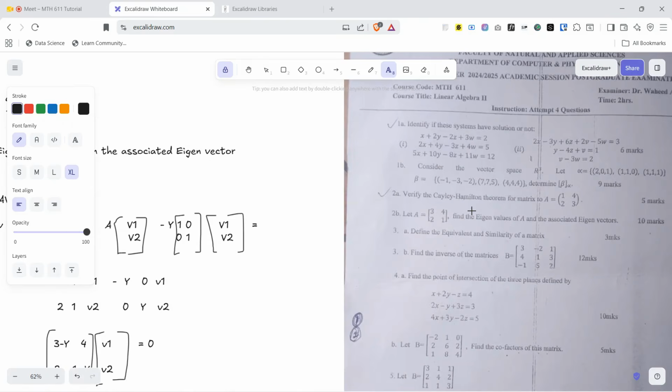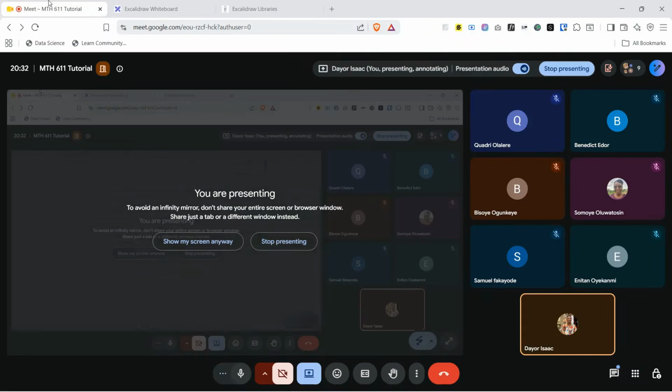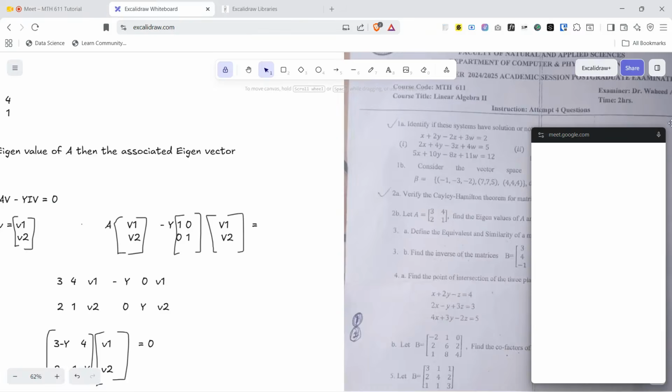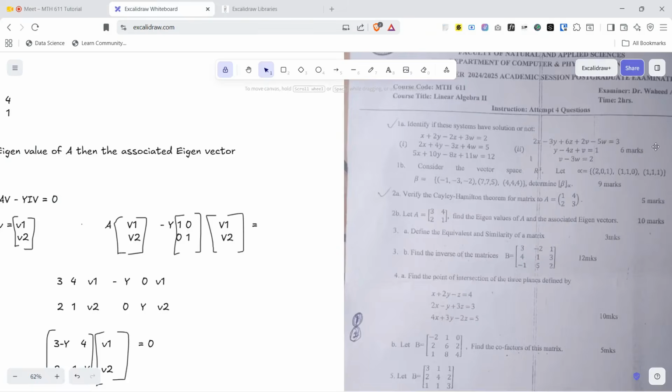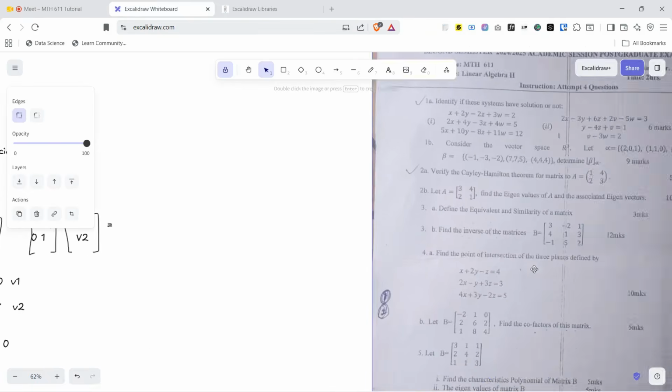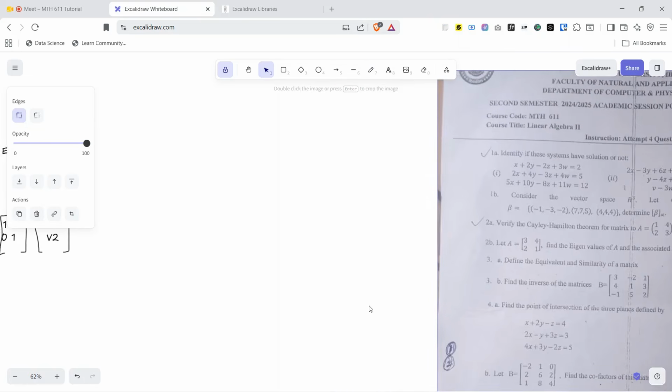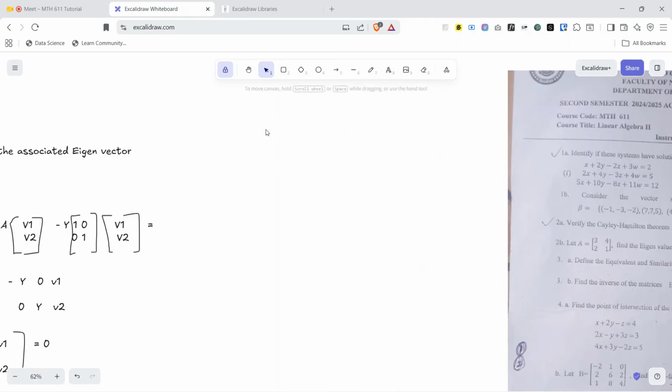For question 3, the definition of equivalence and similarity of matrices, I think we can check that online to get the answer, so that we don't waste our time. We just move to the next one, which is the inverse of a matrix. We want to find the inverse of a matrix.